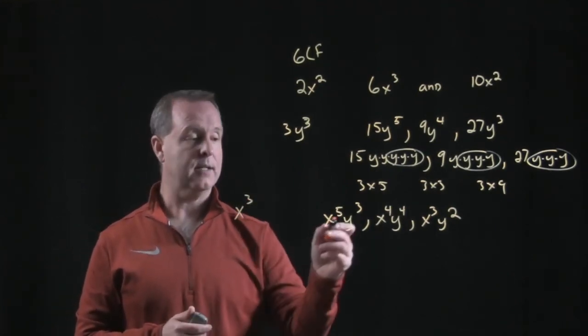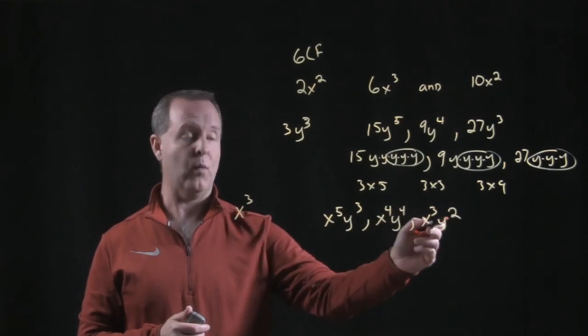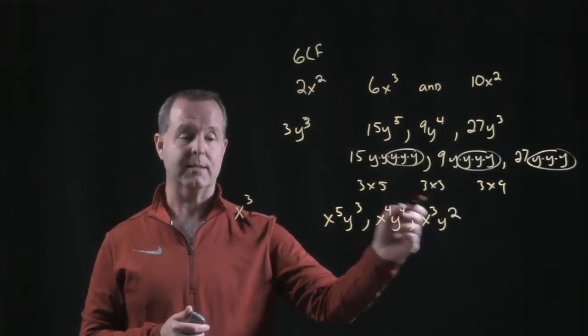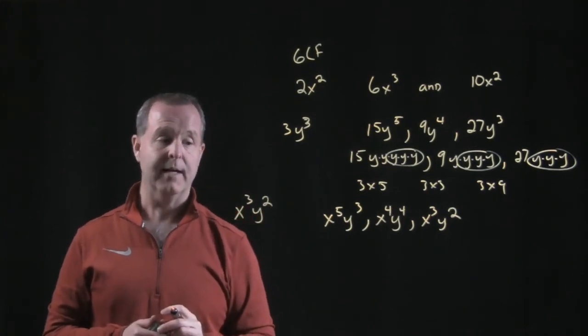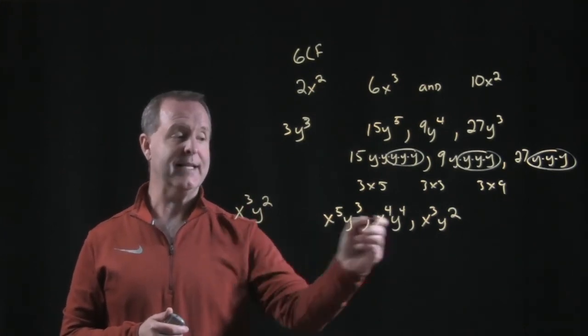And then look at the y's, a y cubed, a y to the 4th, a y squared. Y squared is my smallest one. So x cubed y squared is my greatest common factor to this set of terms.